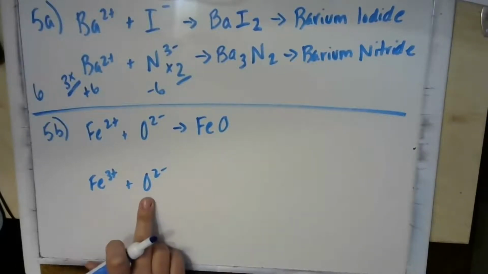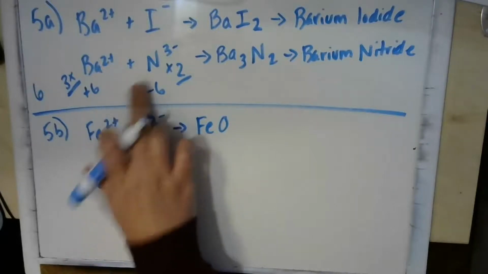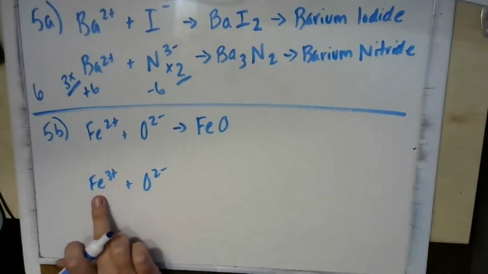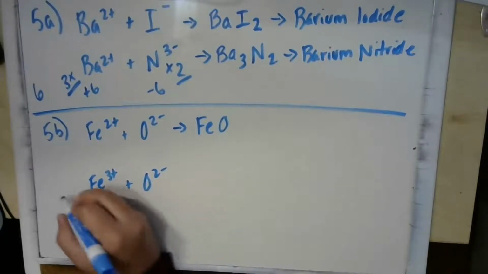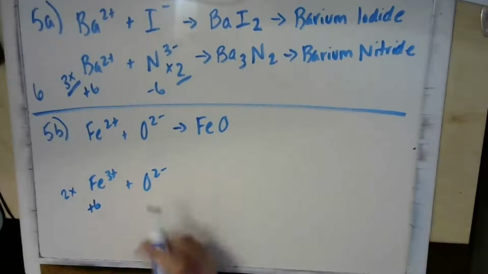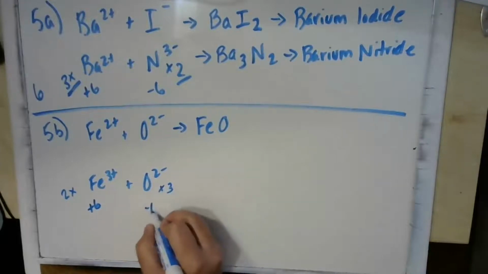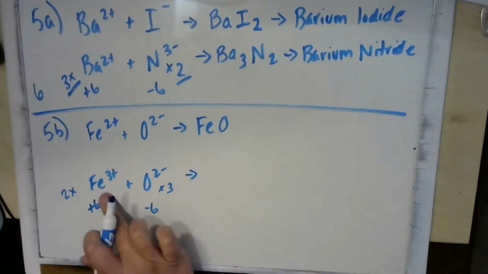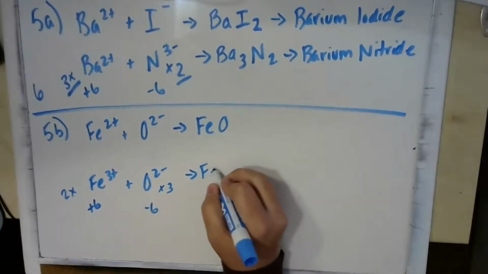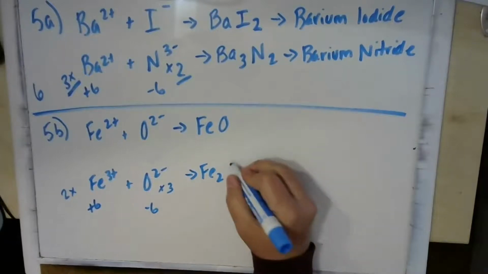For Fe3 plus and O2 minus, I'm basically in the same situation as I was up here. So I'm going to need 2 irons to give me a +6 charge. And I'm going to need 3 oxygens to give me a -6 charge, so I can have charge neutrality. So my formula will be Fe2O3.